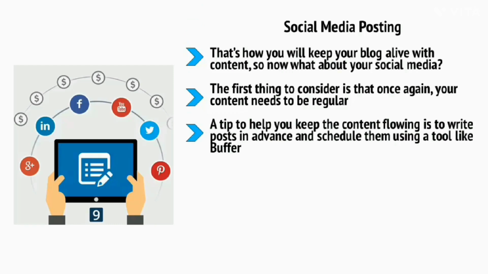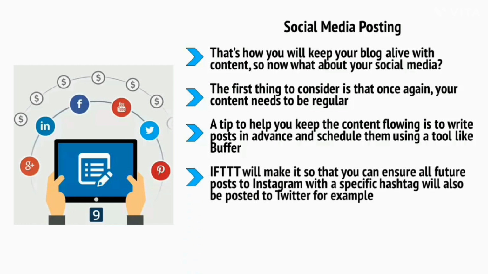A tip to help you keep the content flowing is to write posts in advance and schedule them using a tool like Buffer, as well as to consider creating synergy between your social media accounts with a tool like IFTTT. IFTTT will make it so that you can ensure all future posts to Instagram with a specific hashtag will also be posted to Twitter, for example, thereby ensuring a steady flow of content on both channels, even though you're only creating media for one of them.